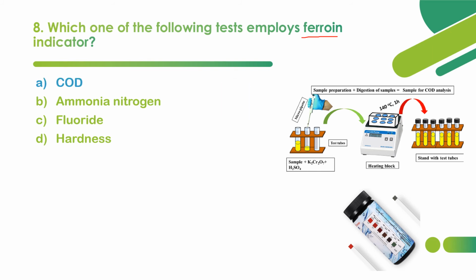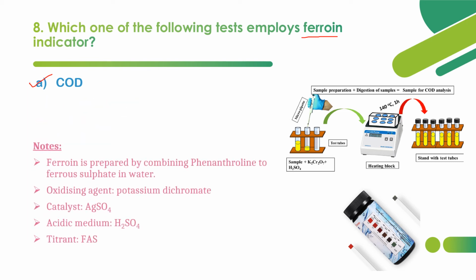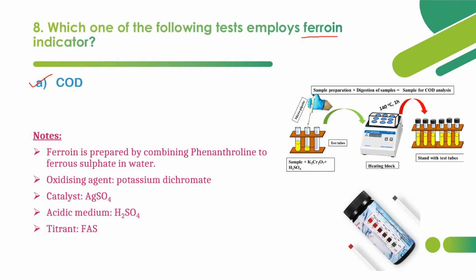So the correct option or the correct test is option A, COD. Now let's see more about this chemical oxygen demand. First, how is ferroin prepared? Ferroin is prepared by combining phenanthroline with ferrous sulfate. So when we combine phenanthroline and ferrous sulfate in water, we get ferroin. That will be used as an indicator in chemical oxygen demand analysis, COD analysis.